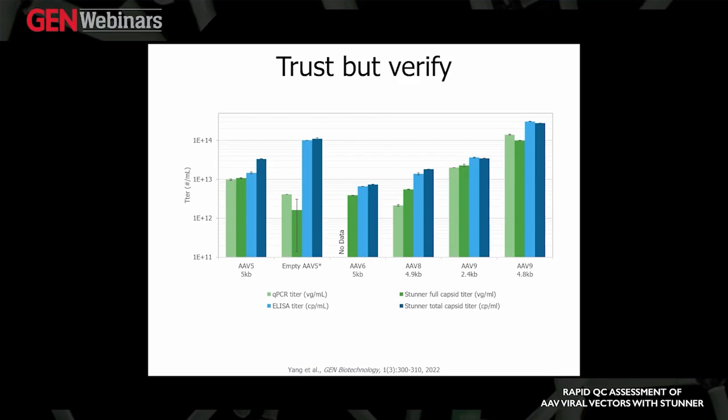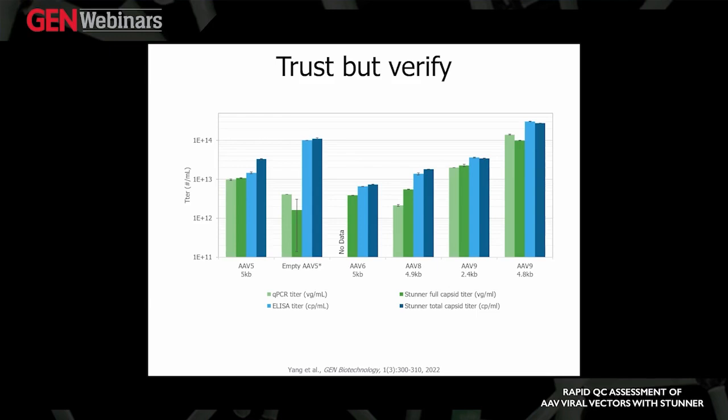Both qPCR and Stunner's full titers were highly reproducible, with qPCR percent CVs below 5 and Stunner percent CVs below 6 for full samples. And Stunner's total capsid titer was also typically within 30% of the ELISA titer.